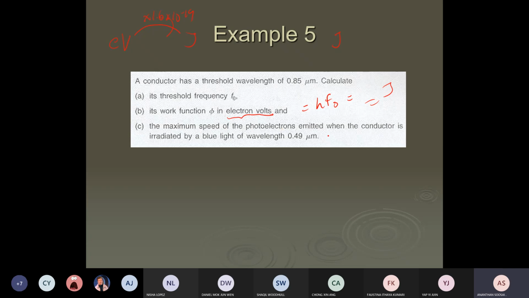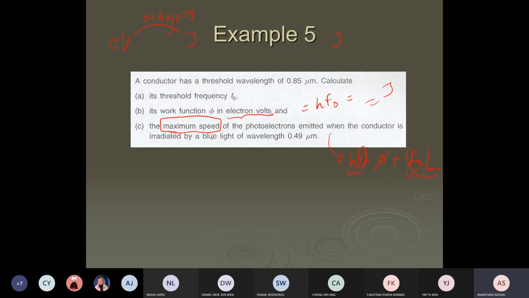Next, find the maximum speed of the photoelectron emitted when the conductor is irradiated by blue light of wavelength 0.49 micrometer. How do you find the maximum speed? What formula should come to your mind? hf equals work function plus Ek max. If you find the kinetic energy, you can find the speed. So we find the Ek max first. Do you know hf? It is Planck constant times the frequency of the EM radiation source.